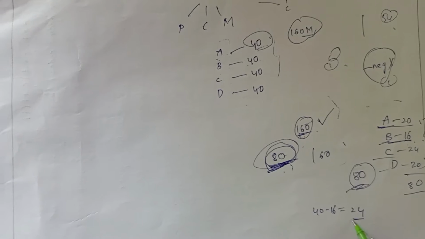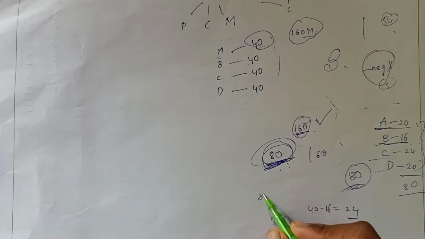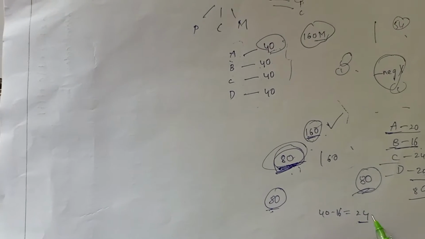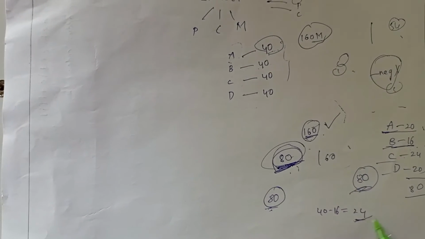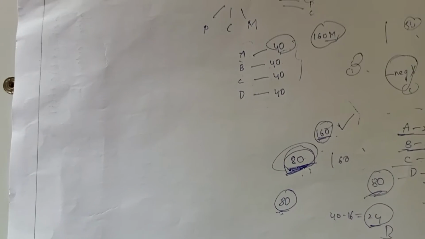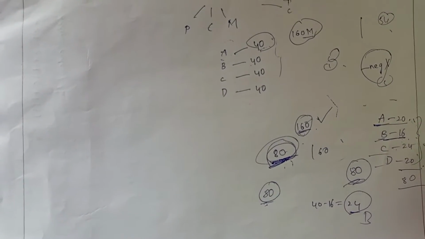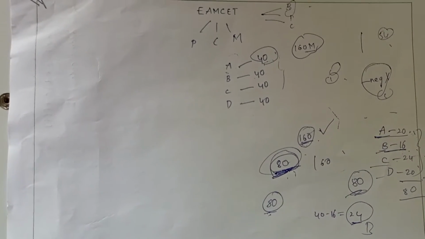So in this 24, what does it mean? The remaining 80 questions which you haven't solved will contain B, right? 24 B options. But you don't know which 24 questions they are. So by this you can do 40 minus 20, 40 minus 20. So by these options you can do that.